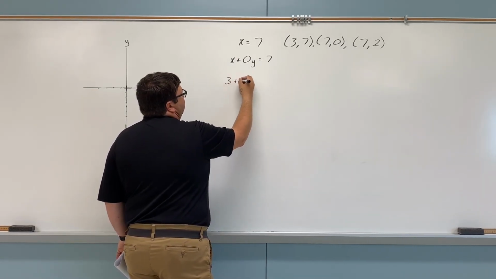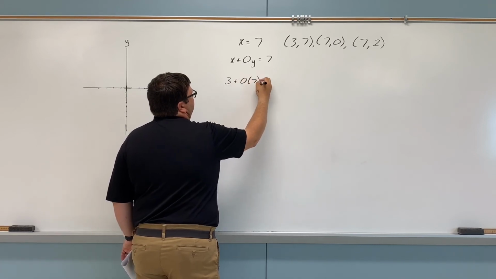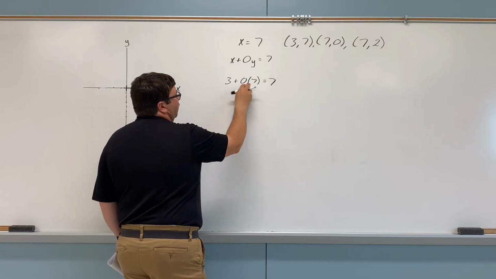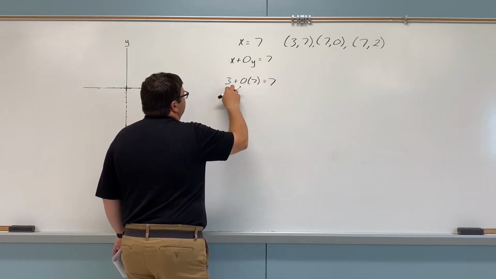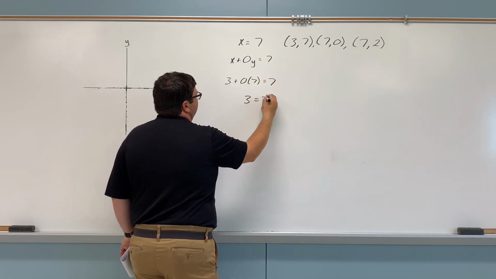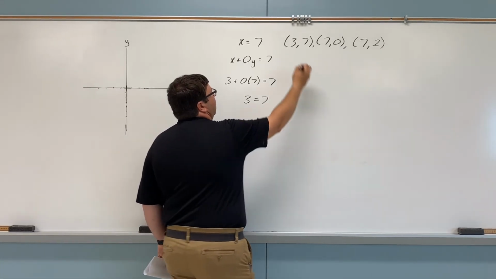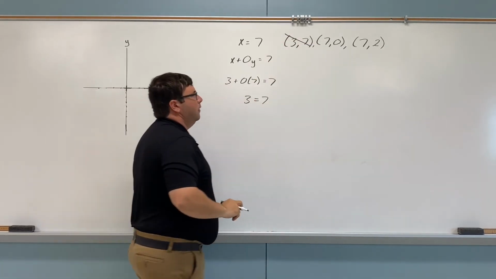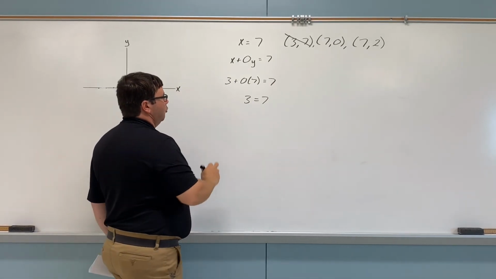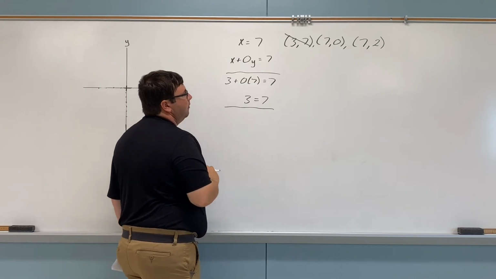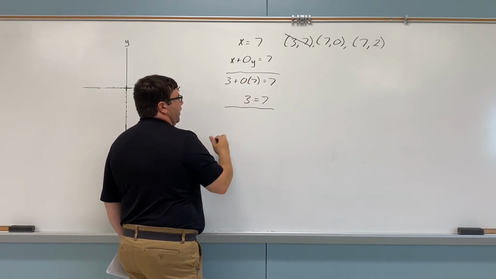That gives me 3 plus 0 times 7 is equal to 7 for the first coordinate. 0 times 7 is 0, plus 3 is 3, so 3 equals 7. Does that make sense? No. So this first ordered pair is not a solution. Get my squiggly lines to divide out. Let's plug in that next point.